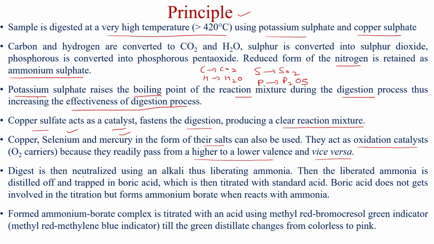Then the digest is neutralized using an alkali, sodium hydroxide, thus liberating the ammonia. The liberated ammonia is distilled off and trapped in boric acid containing the mixed indicator, which is titrated against standard acid. It may be HCl or H2SO4. Boric acid does not get involved in the titration, but forms ammonium borate, which reacts with ammonia.